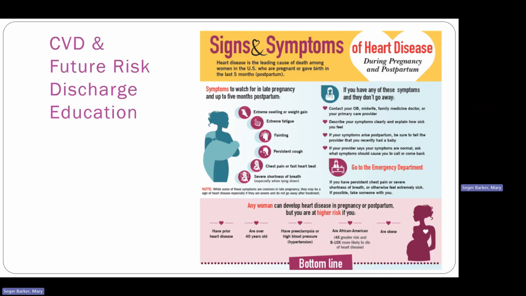Any woman can develop heart disease in pregnancy or postpartum, but women who are higher risk, who have prior heart disease, are over 40, have preeclampsia, high blood pressure, hypertension, are African American, or are obese. It puts them at a higher risk. It's pretty much similar to our gestational diabetes patients in pregnancy. We used to think years ago that once they deliver, they were out of the woods for diabetes, and research has shown no, it puts them at a higher risk for different types of diabetes. And this holds true with hypertensive disorders in pregnancy. It puts them at a higher risk.